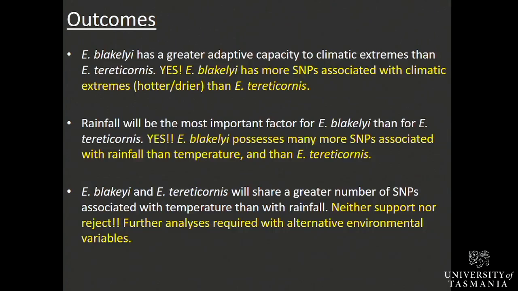But then this brings me back to my hypothesis that Blakeleyi does in fact have a lot more SNPs associated with the climatic extremes, whether it's maximum temperature or dry precipitation, and that rainfall itself has a much greater influence on the Blakeleyi associations and the adaptive variants you see in there. But when I look at the number of SNPs that are shared, I don't know yet whether there's enough with temperature, and more analyses need to be done on this.